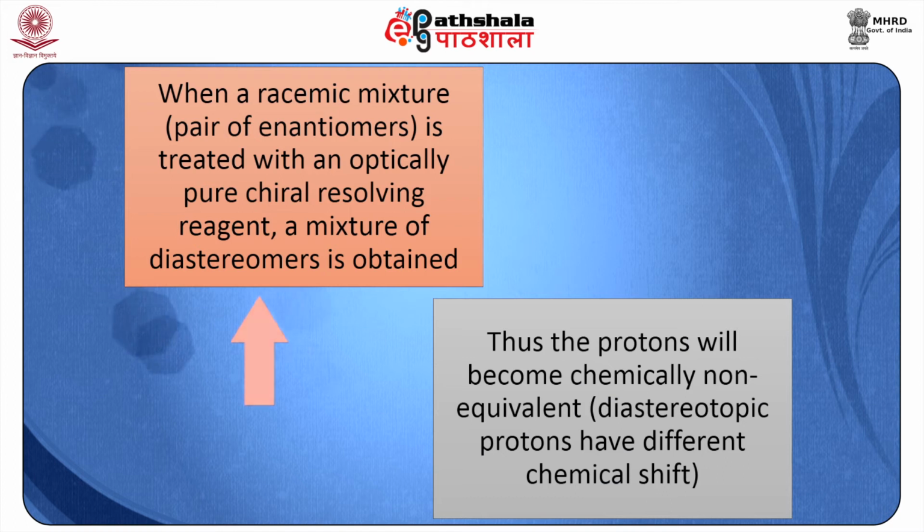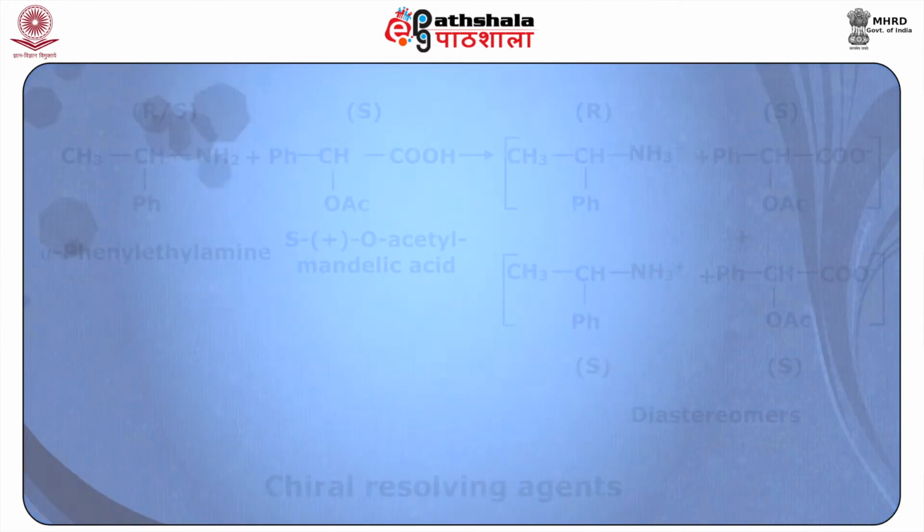Now, when a racemic mixture, that means having a pair of enantiomers, is treated with an optically pure chiral resolving agent, a mixture of diastereomers is obviously formed. Thus, the protons will become chemically non-equivalent. That is, diastereotopic protons will have a different chemical shift.